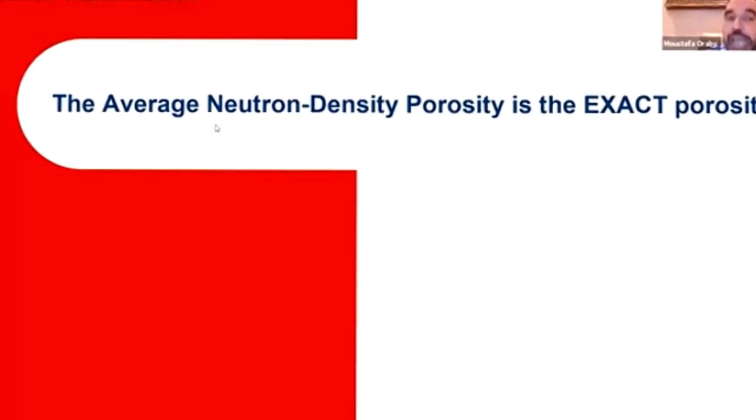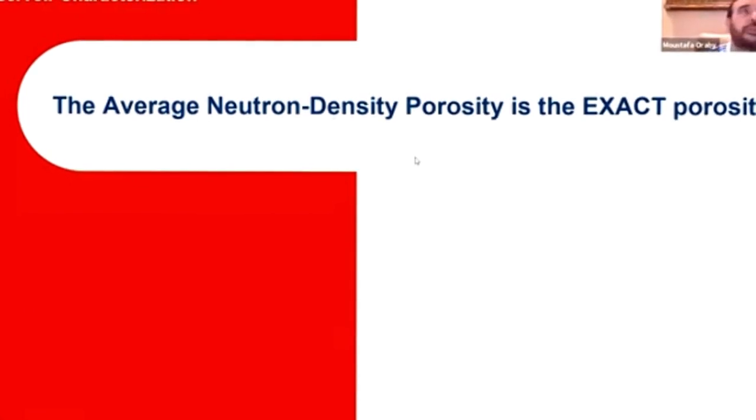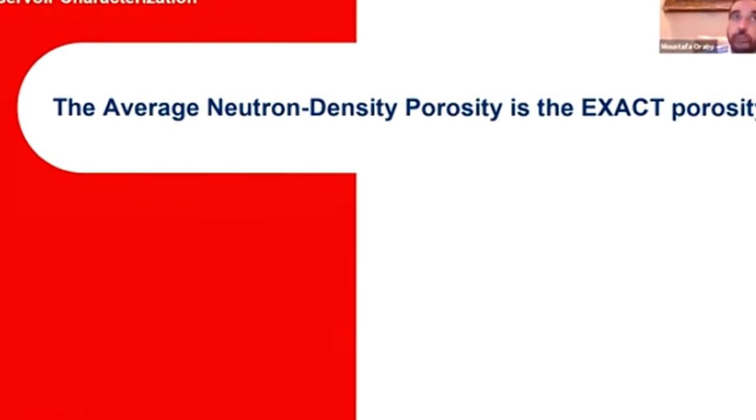So the average neutron density porosity is the exact porosity, not the neutron porosity. Don't read the neutron porosity and say, this is my porosity. This is a mistake. Don't read the density porosity and say, this is my reservoir porosity. No, it's not your reservoir porosity. Your reservoir porosity is the average of the neutron and the density.